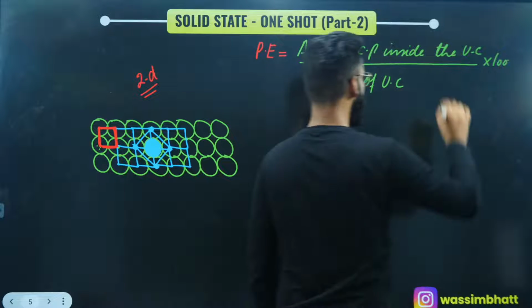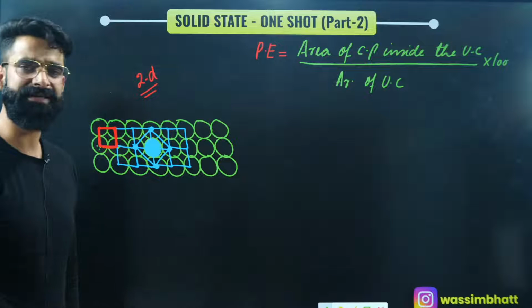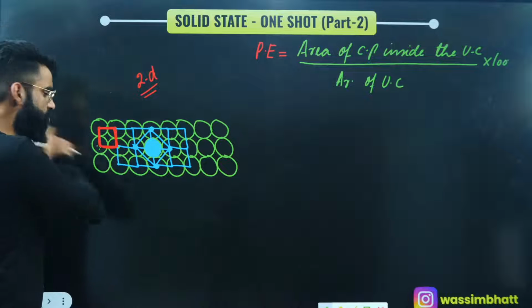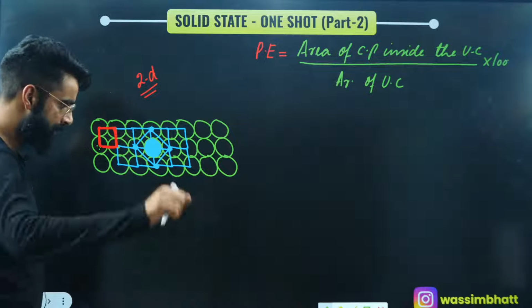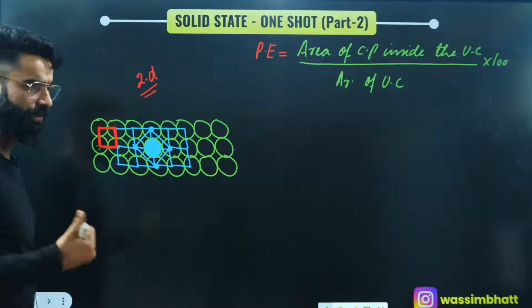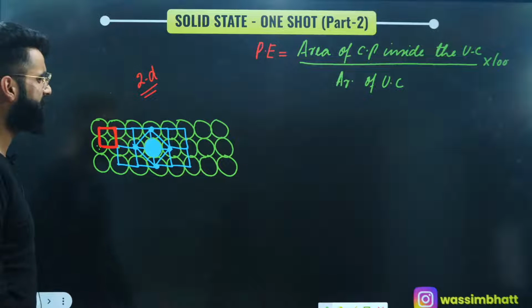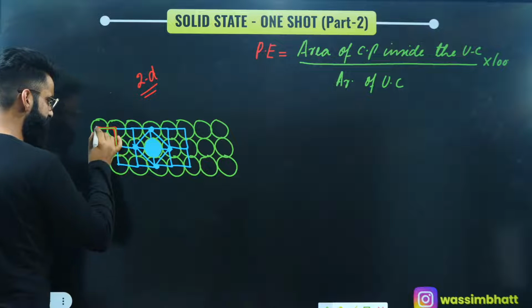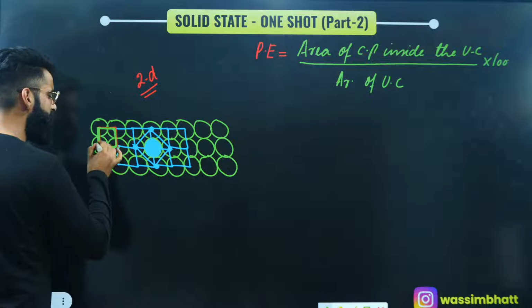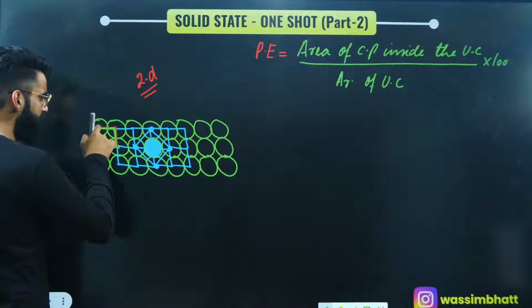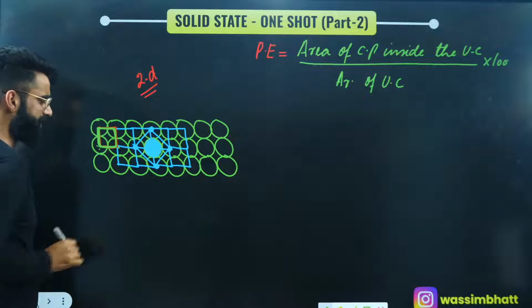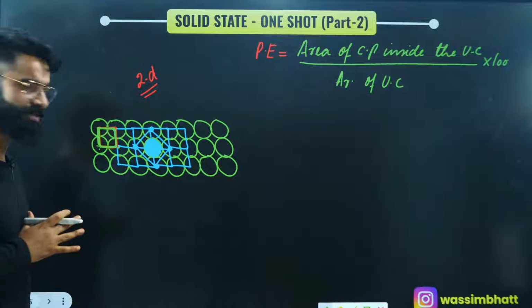This is the formula by means of which I'll be calculating the percent packing fraction, or you can call it the packing efficiency, in this square unit cell over here. Now guys, first thing I would want you to notice: if you look at this square unit cell, how many corners does it have? It has 4 corners, 1, 2, 3, 4. So there are 4 corner particles forming this unit cell.